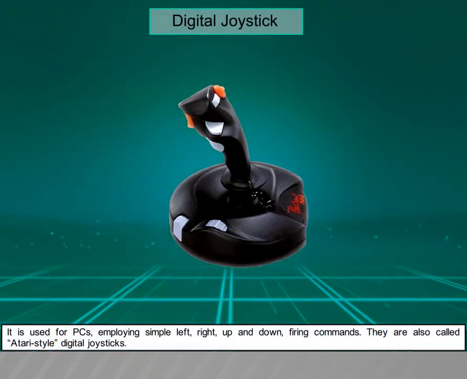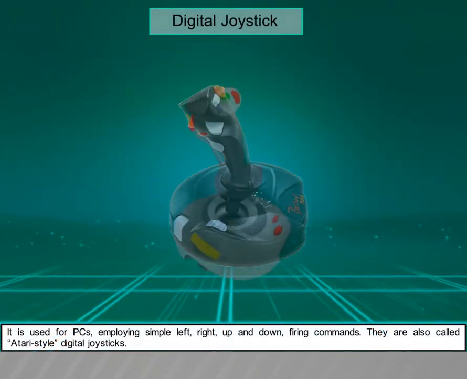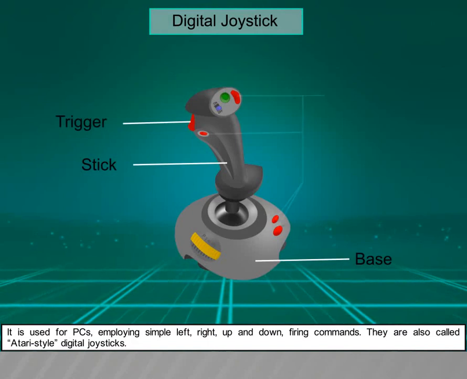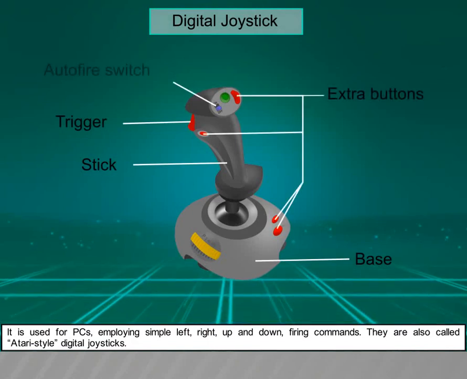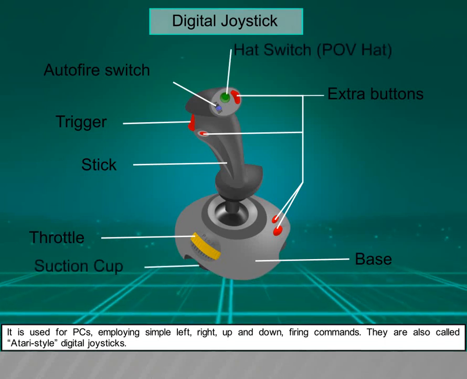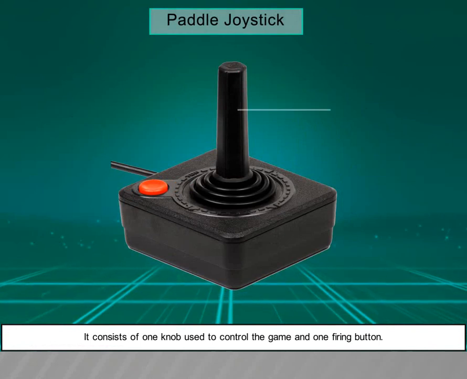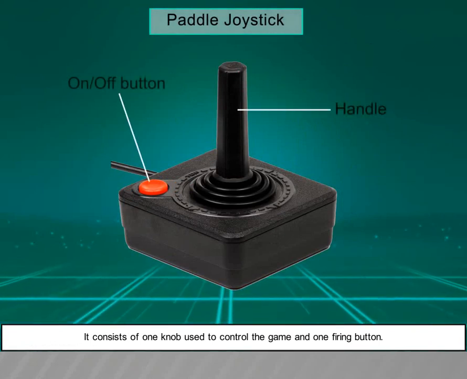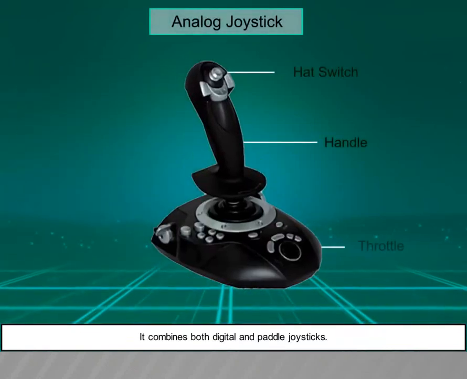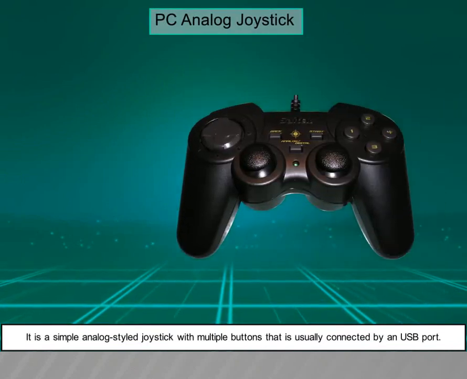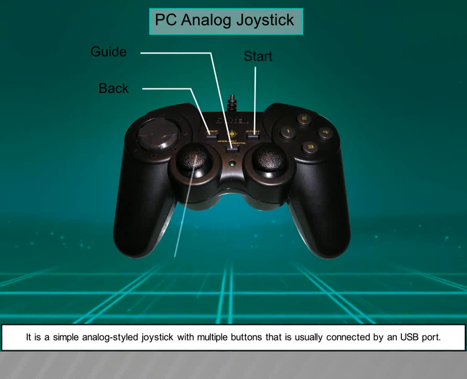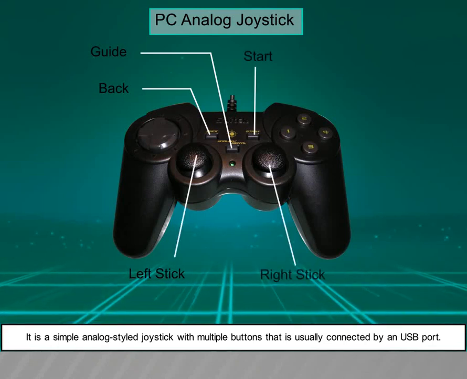Types of joystick. Digital joysticks. It is used for PCs employing simple left, right, up and down firing commands. They are also called Atari-style digital joysticks. Paddle joysticks. It consists of one knob used to control the game and one firing button. Analog joysticks. It combines both digital and paddle joysticks. PC analog joysticks. It is a simple analog-styled joystick with multiple buttons that is usually connected by a USB port.